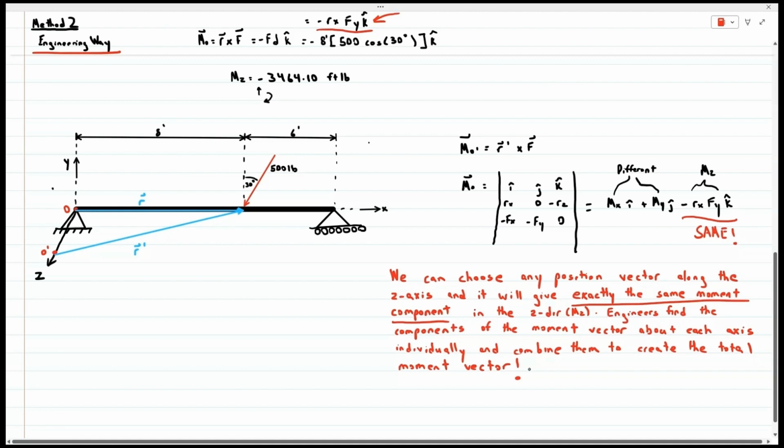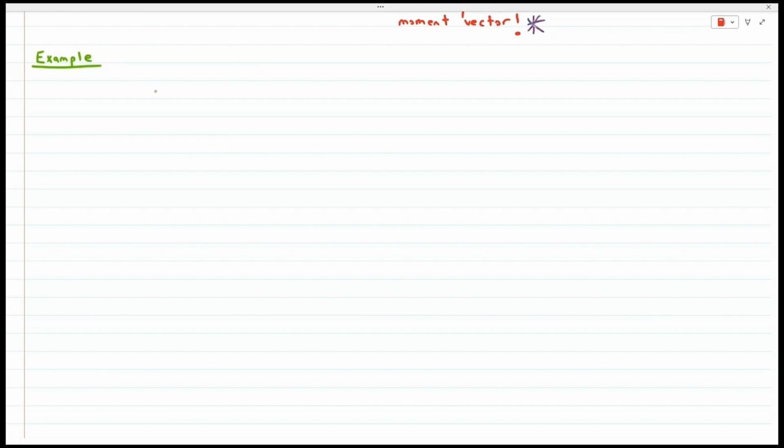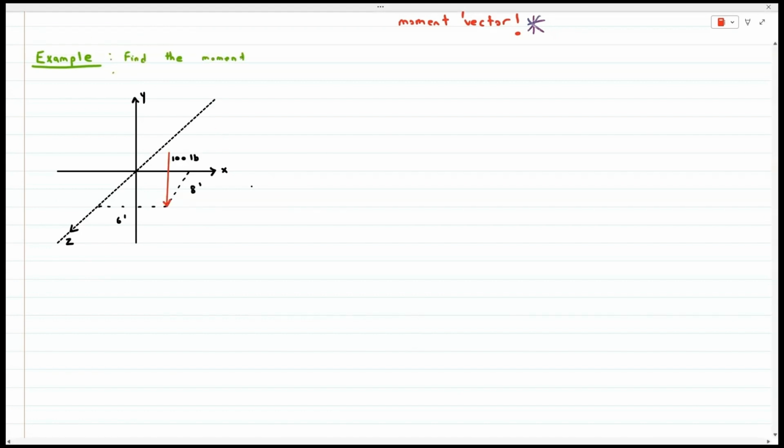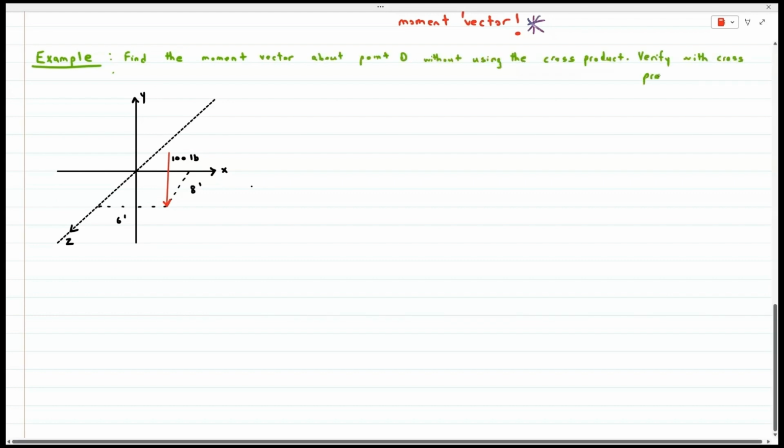Let's go ahead and move on to an example where we demonstrate this idea. We have a 3D Cartesian system with a force of 100 pounds placed at a certain distance away from the origin, and our goal is to find the moment about point O without using the cross product, and then verify with the cross product. Let's start off with just taking the cross product, so once we find our actual answer, we can easily verify it.